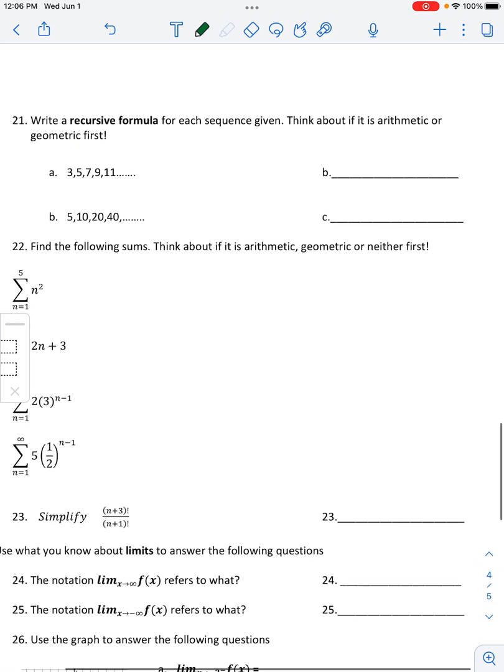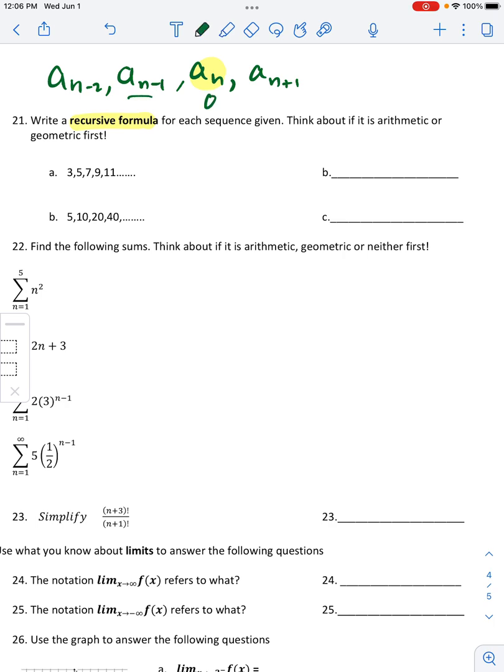Okay, recursive. Recursive is when it relies on the previous term. And keep in mind that the term before this one is going to be the n minus 1th term. It's like the one before, and then the one after would look like this, and before that would actually be n minus 2, because it's 2 before this. They're all kind of referencing, are you before or after that number? Kind of like a number line. So if you think of this as 0, this is 1 to the left, 2 to the left, 1 to the right, and so on.